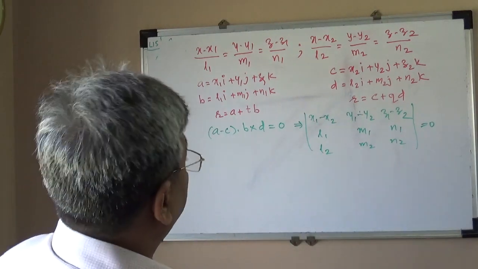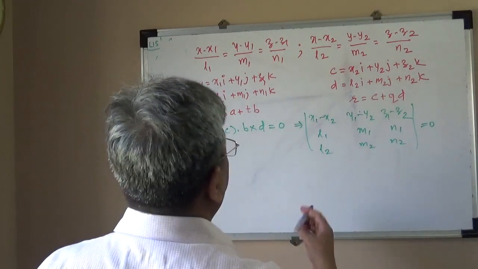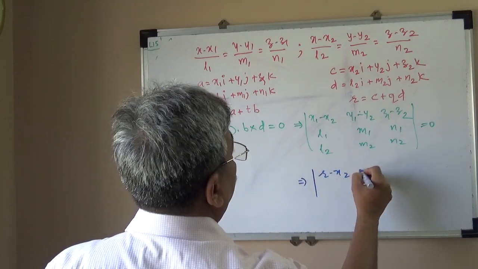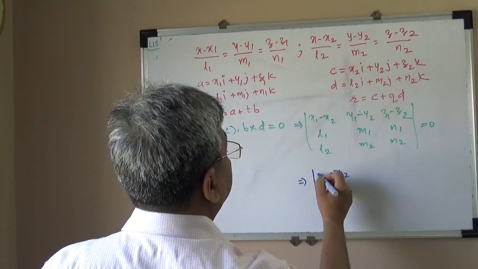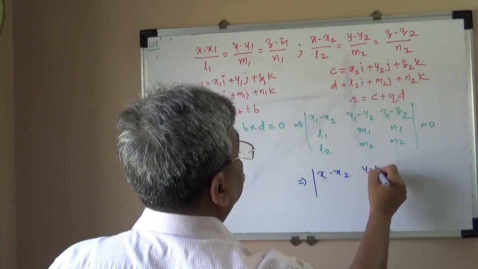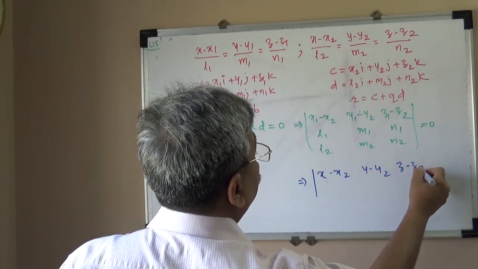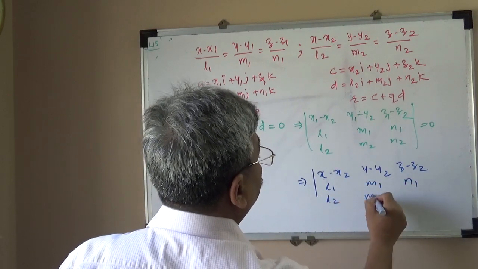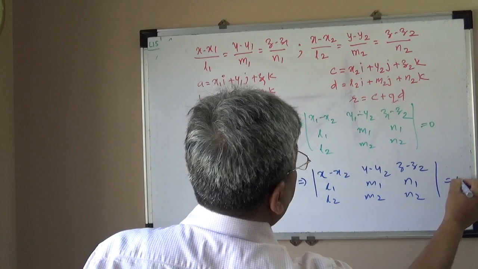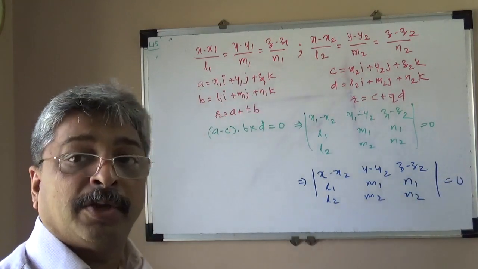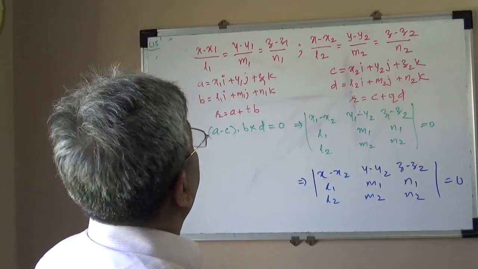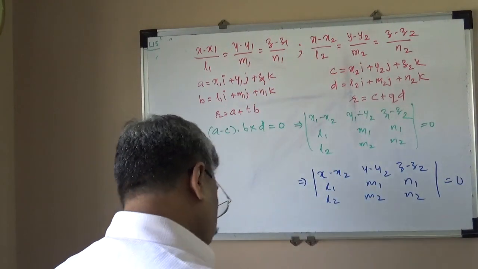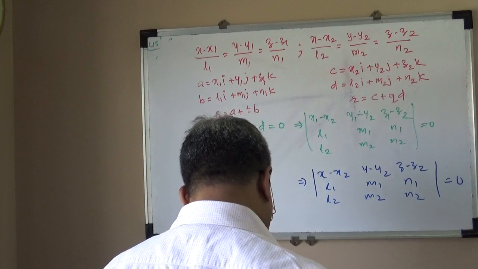That will be the equation of plane. Equation of plane therefore would look like |R minus x2, x minus x2, y minus y2, z minus z2; L1, M1, N1; L2, M2, N2| is equal to 0. So this is what is going to be the equation of plane passing through these two lines if they are coplanar. So that is what is the next.